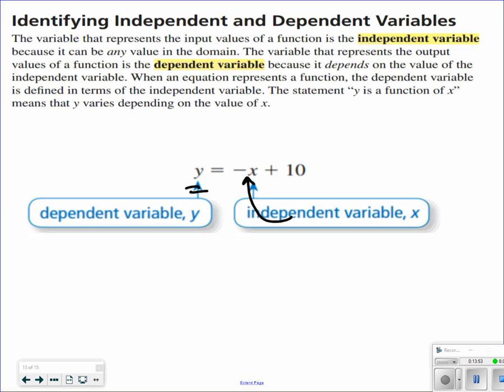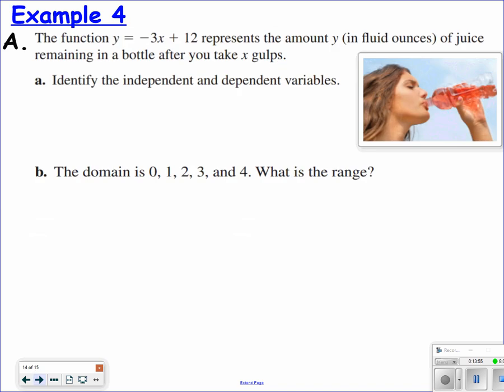So now I've got a word problem. The function y equals -3x plus 12 represents the amount of y in fluids of juice remaining in a bottle after you take x number of gulps. Identify the independent and dependent. So the independent is the gulps, and the dependent is how much fluid is left.